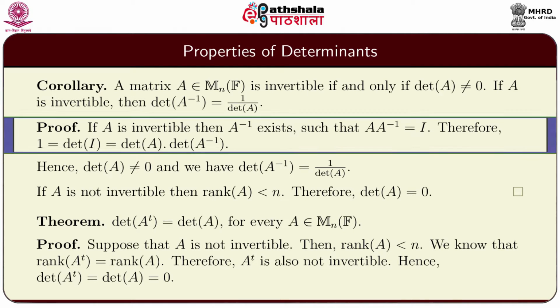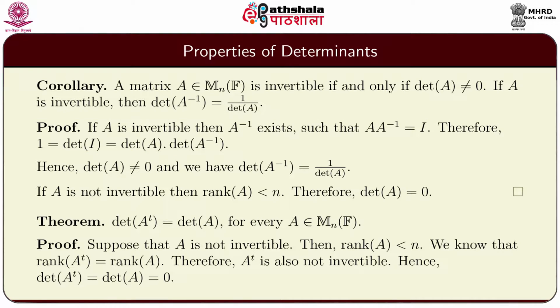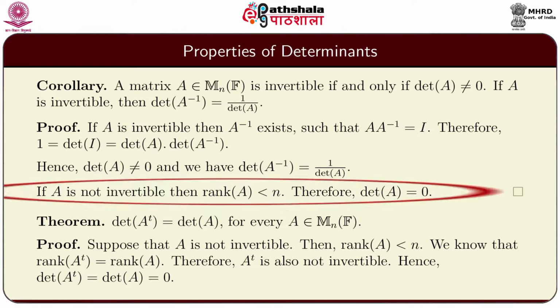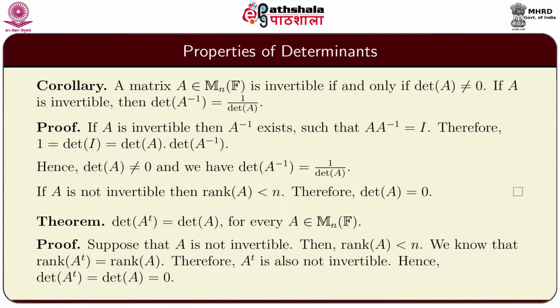Proof: if A is invertible, then A inverse exists, and A times A inverse is I. By the multiplicative property of determinant we get determinant of I, that is 1, and that is the same as determinant of A times determinant of A inverse. Therefore, determinant of A cannot be 0 and determinant of A inverse is 1 over determinant of A. And if A is not invertible, then rank of A is less than n, and the determinant is 0.